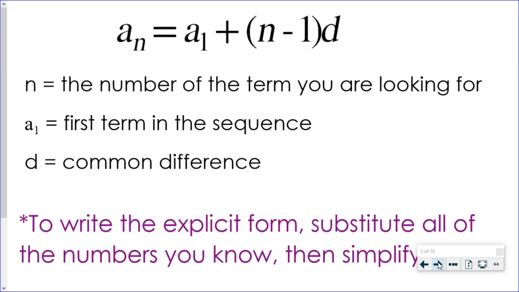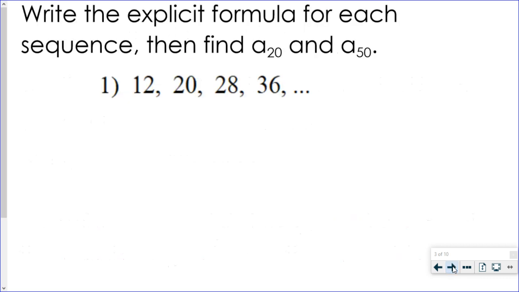n is the number of the term you are looking for. So if I want the 100th term in the sequence, that goes here and here, so those are going to stay in our formula. a sub 1 is the first term in the sequence, and d is the common difference. Just a reminder, when you see the sequence, these are the only two things you plug in to find the formula. So write it on the top of a piece of paper: explicit formula for arithmetic sequences.